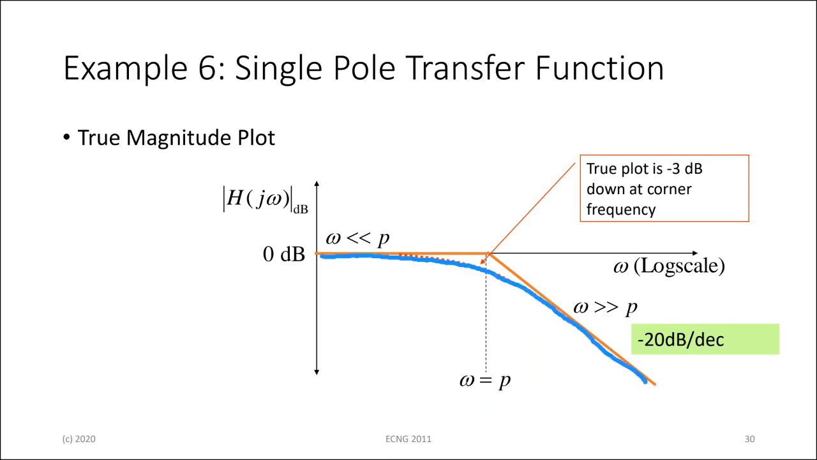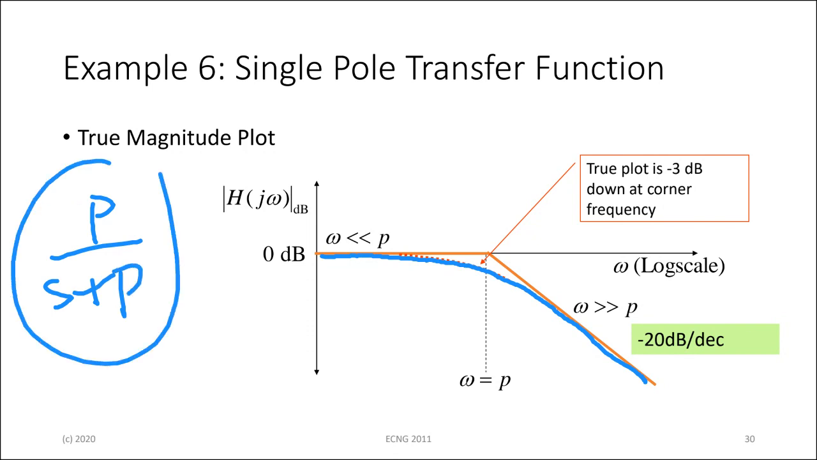The straight line response is a red line. So our error at the intercept point is minus 3 dB. But we accept that for our purposes, we didn't have to do any big setup plotting. We already have an indication that if I were given a P over S plus P type transfer function, that is a low pass filter transfer function. It is going to change at some frequency P, and this is what the response is going to look like.